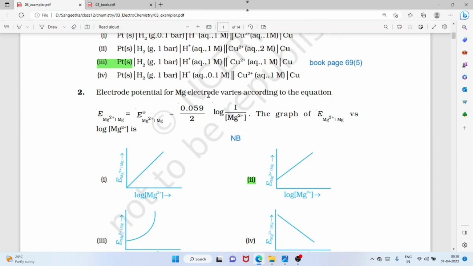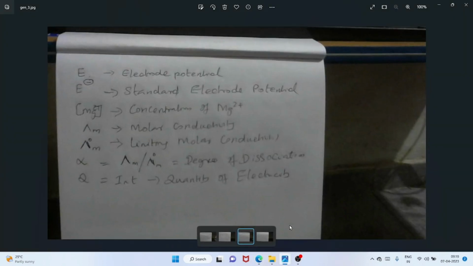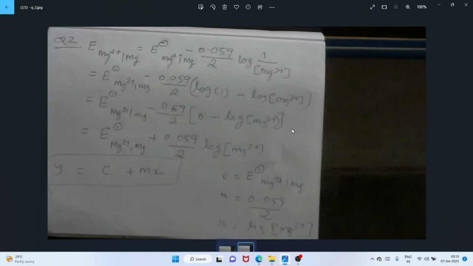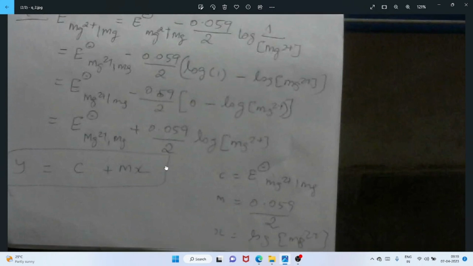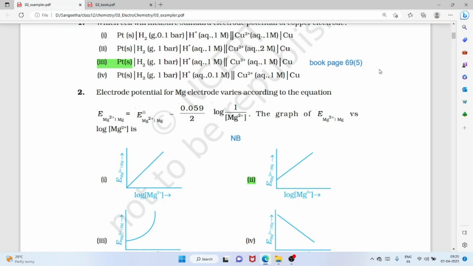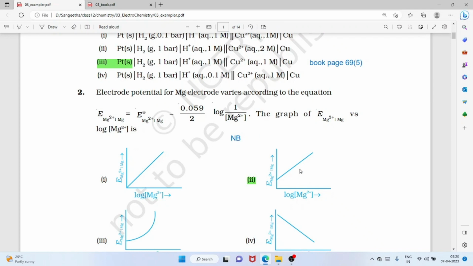The electrode potential for the Mg is given below. The graph of standard electrode potential versus log of this. So you have to first simplify the equation. See, log A by B equals log A minus log B. Log of 1 equals 0, and after simplification this will become like this. There is a constant and there is a variable. This is like y equals mx plus c. At the start there will be a constant, then it steadily increases. Based on that, this is the graph, constant and steadily increasing.